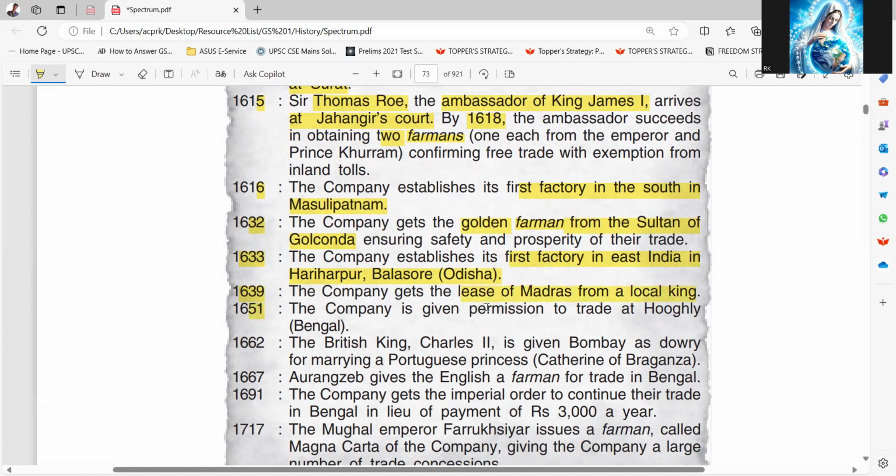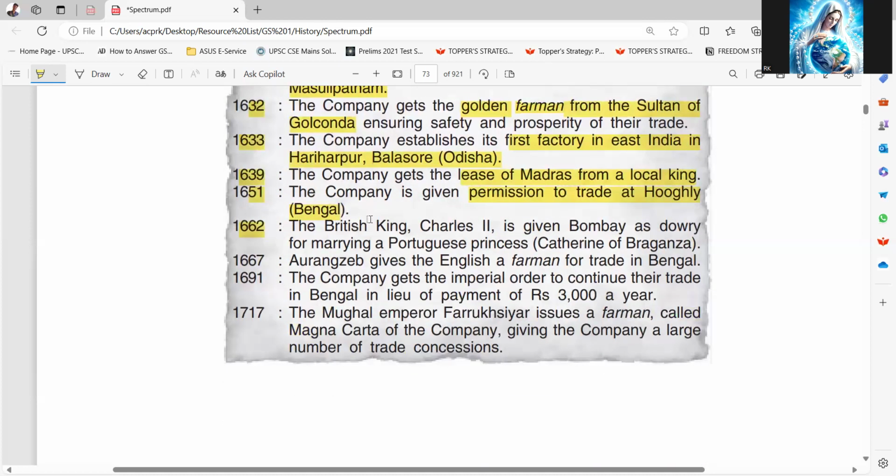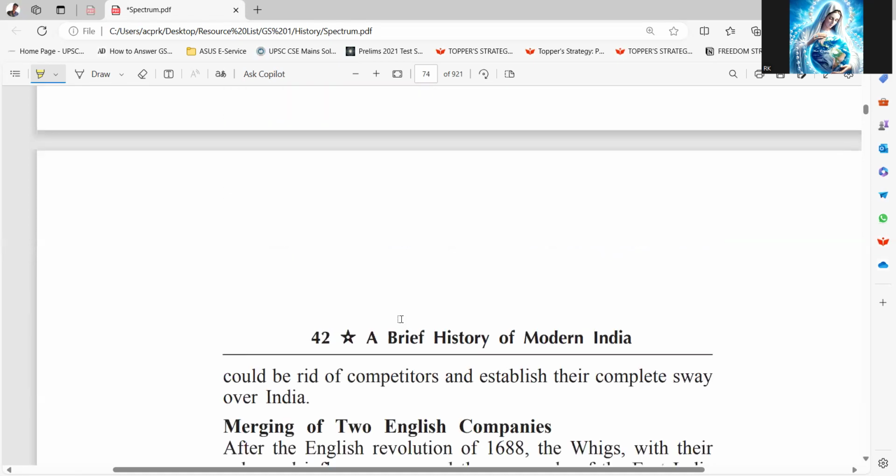1651, the company is given permission to trade at Hooghly, Bengal. 1662, British King Charles II is given Bombay as dowry for marrying a Portuguese princess, Catherine of Braganza. 1667, Aurangzeb gives the English a firman for trade in Bengal. 1691, the company gets the imperial order to continue their trade in Bengal in lieu of payment of Rs 3,000 a year. 1717, Mughal Emperor Farrukhsiyar issues a firman called the Magna Carta of the company, giving the company a large number of trade concessions.